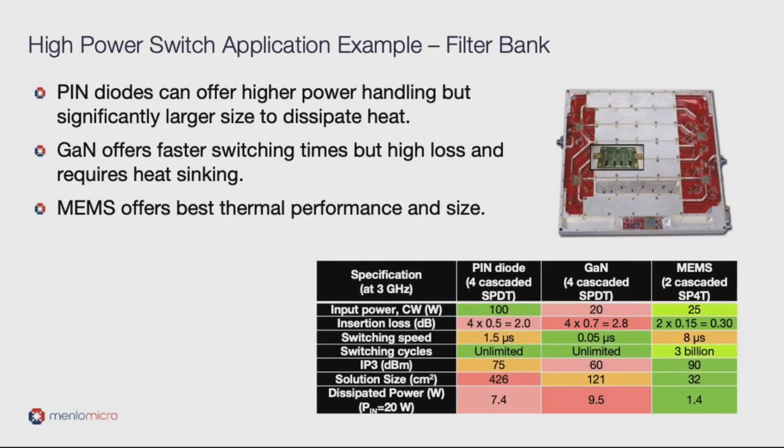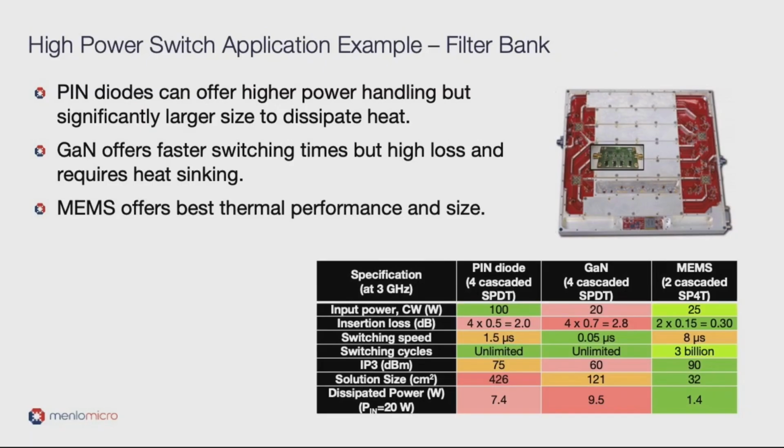The GaN switch has lower power handling at just 20 watts CW and a bit higher losses, 0.7 dB per switch, which adds up to another 0.8 dB over the PIN diode solution. However, this switch has the fastest switching speed of our solutions at 0.505 microseconds.